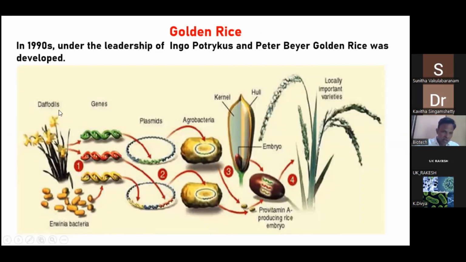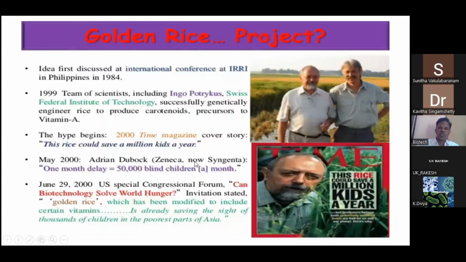So daffodil, beautiful color, and also Erwinia, they have taken these 2 genes and introduced them into rice plant, and rice embryo will start to produce vitamin A. This is what happened here in case of golden rice story. So golden rice is one of the greatest contributions that scientists have made for children.